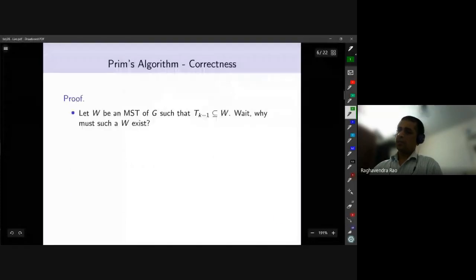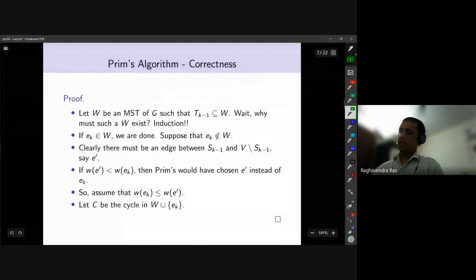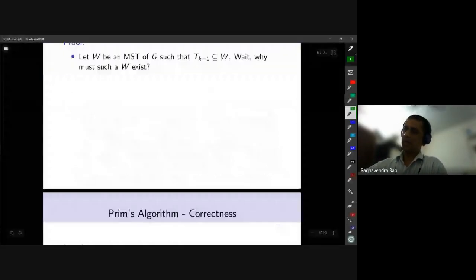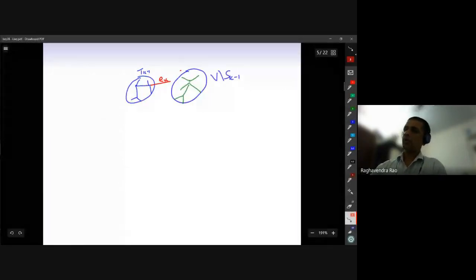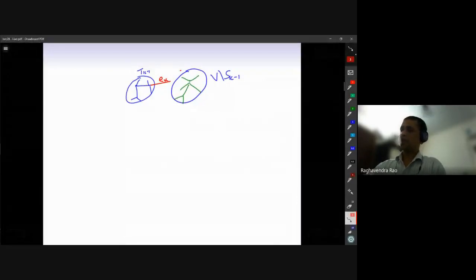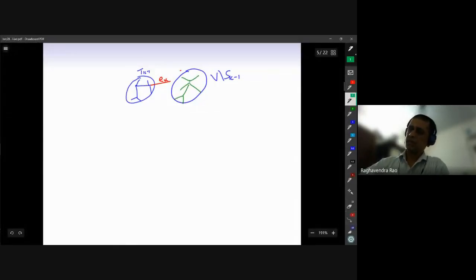Now let's look at the interaction between Sk-1 and the rest of the graph. Since W is a spanning tree, it is connected, so there has to be an edge between these. Remember that these are the edges that are in W as well as in T. From here, due to the connectivity condition, there has to be an edge going across. Let's call that edge e'. This could be e'.